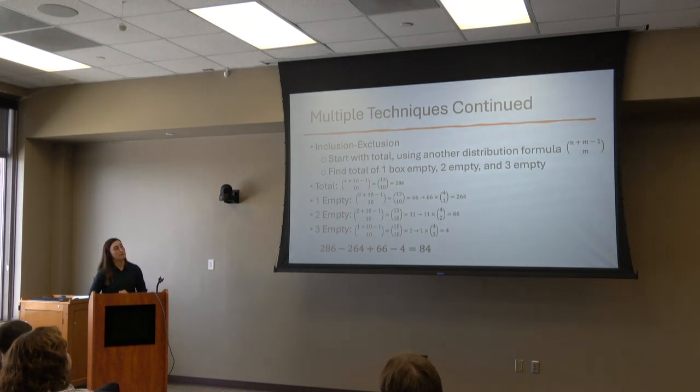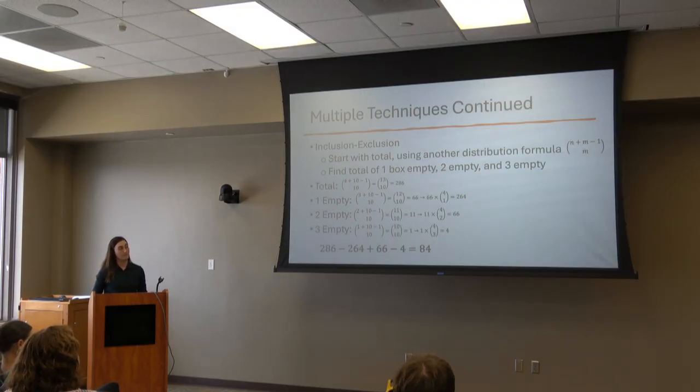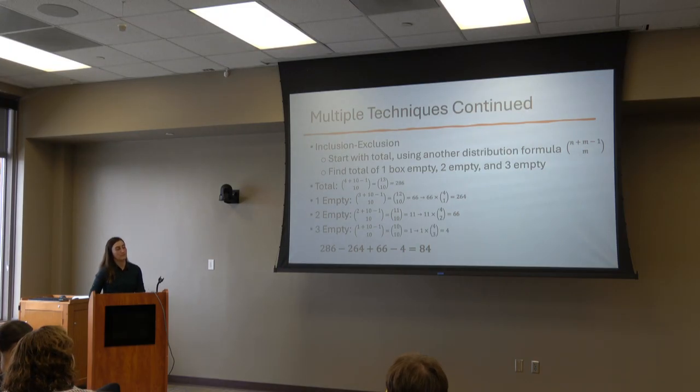And so we'll get 13 choose 10 for that total number, and then if we choose one empty, we have that 3 plus 10 minus 1, choose 10, and then we'll have to multiply by 4 choose 1 to choose that one box empty, and then we'll do the same thing for 2 and 3 empty that we did for our other inclusion-exclusion problem. So we'll get 286 minus 264, plus 66 minus 4 is 84, which matches what we got with that combinatorial formula.